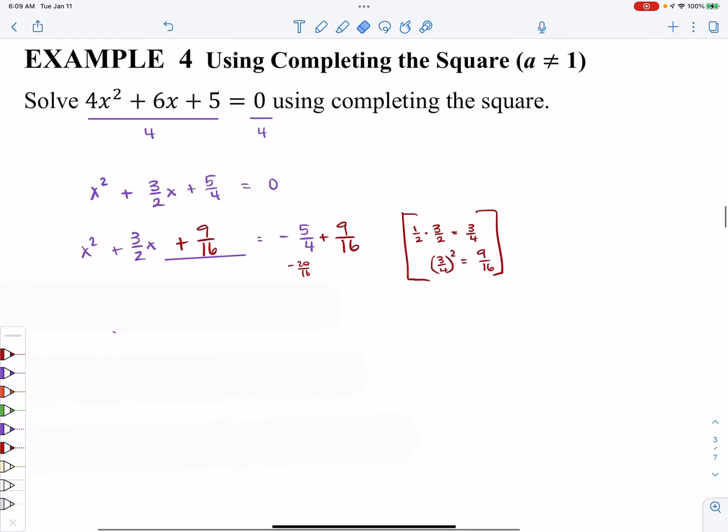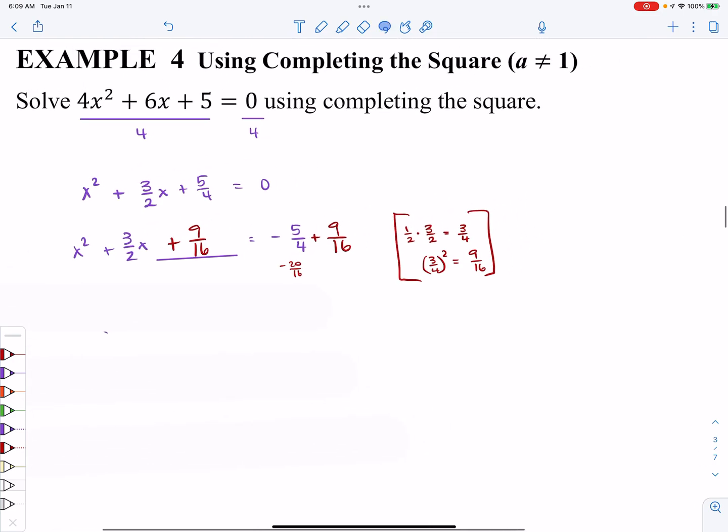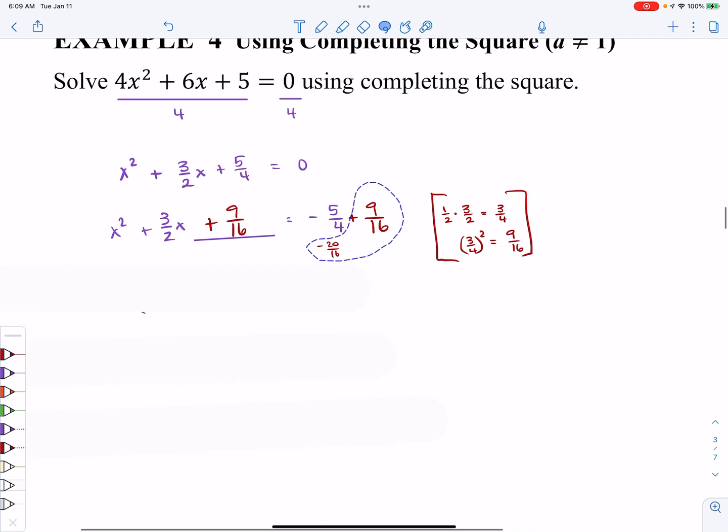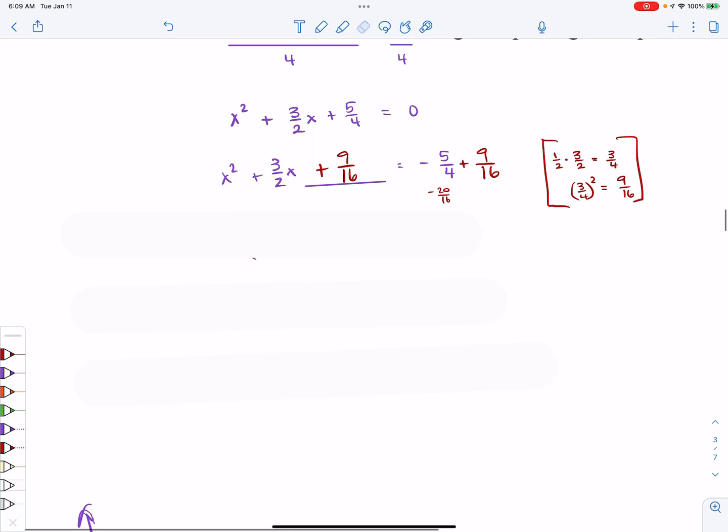Now, you'll notice here that in order to add my fractions, I got a common denominator. 5/4 is the same thing as 20/16. So I got a common denominator to be able to combine my like terms. On the left side, I am factoring. So we have x plus 3/4. And once again, let me remind you, this is my half of b. And so my half of b was 3/4. So this is my half of b. And I'm going to combine like terms on the other side. I get a negative 11/16.